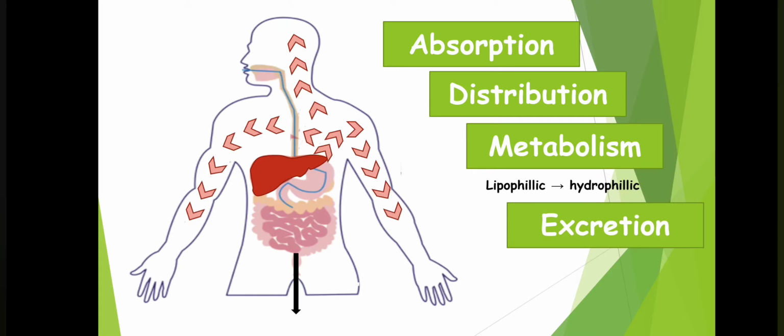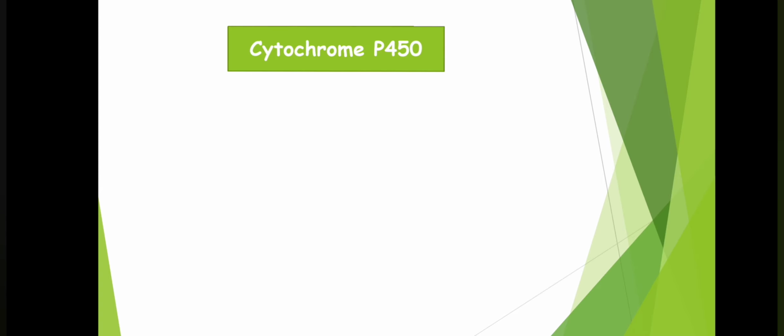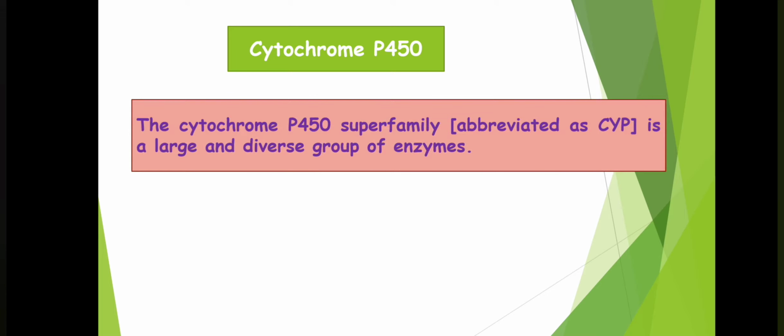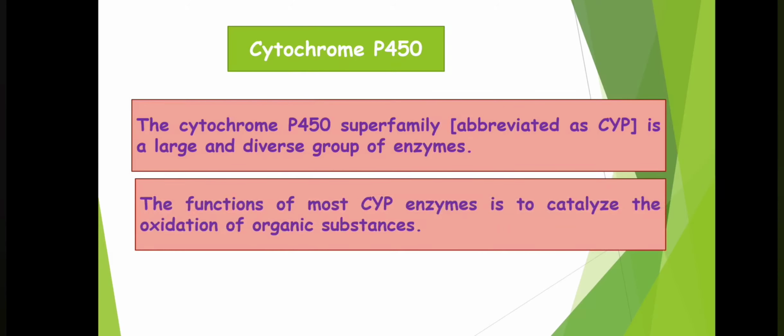of the drug. In this video, we are mainly concentrating upon, as the title says, cytochrome P450, and this enzyme has a major role to play in the metabolism step, where it converts the lipophilic drugs into hydrophilic ones. So, cytochrome P450, the superfamily abbreviated as CYP, is a large and diverse group of enzymes. The function of most CYP enzymes is to catalyze the oxidation of organic substances.